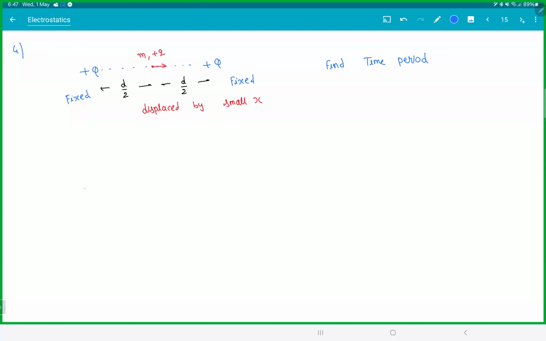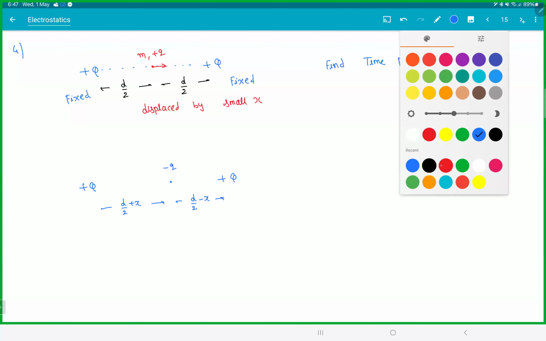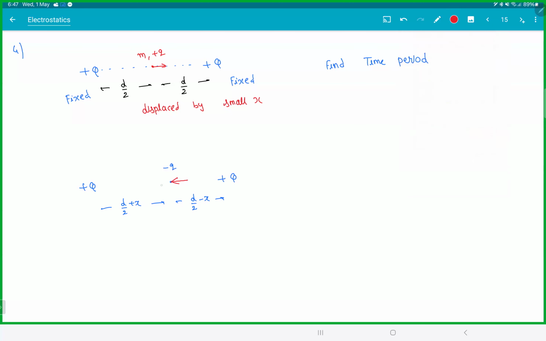So how do we do this? Minus q. So this distance becomes d by 2 minus x. This one becomes d by 2 plus x. So this one is also repelling here, and this one is also pushing here. So let's call this F1. Let's call this F2. Acceleration is this way. We always take the acceleration in the direction of displacement.